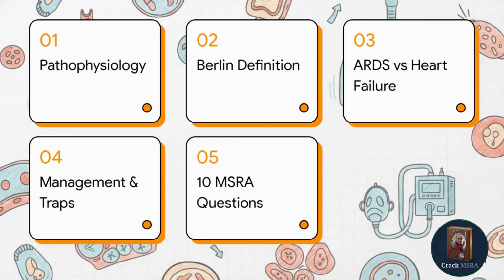Here's our roadmap for today. 1. Pathophysiology of ARDS. 2. The Berlin definition. 3. ARDS versus heart failure. 4. Management and exam traps. And 5. The 10 MSRA questions. Let's get right into it.